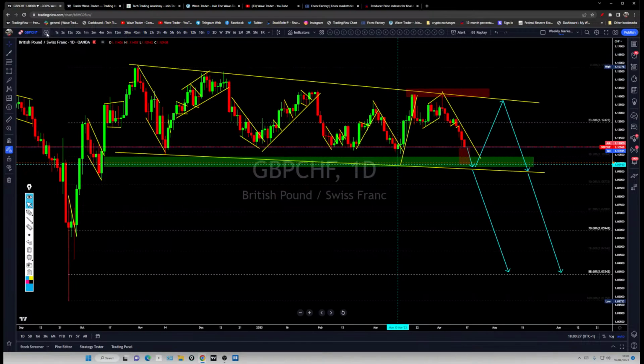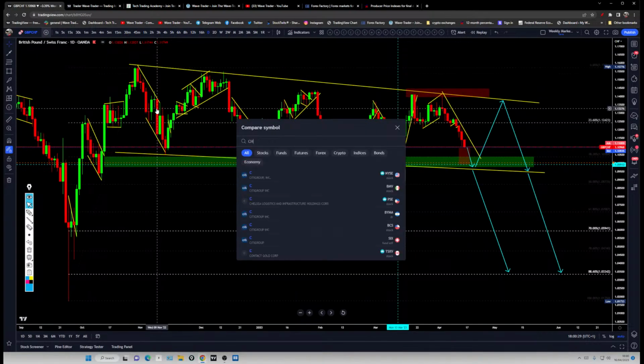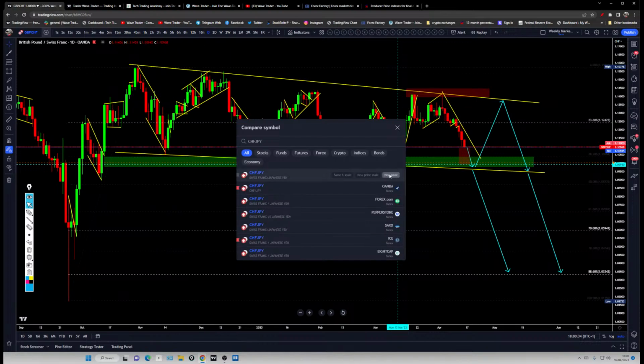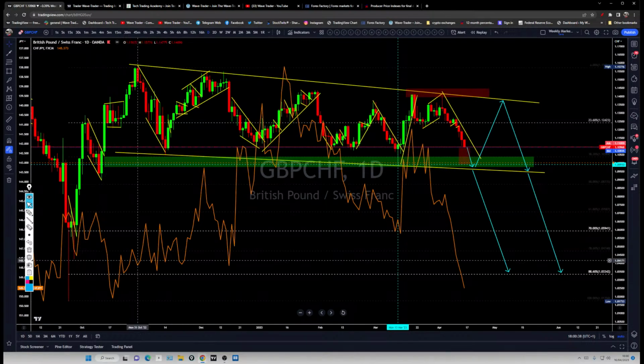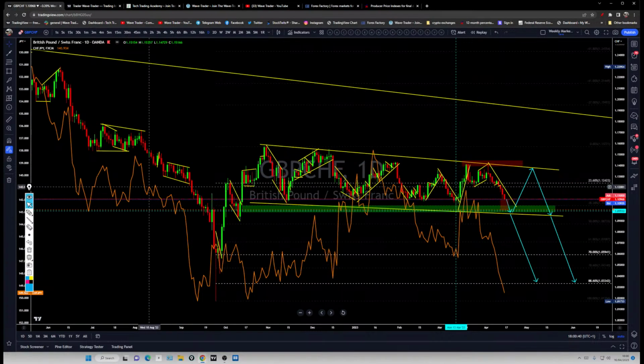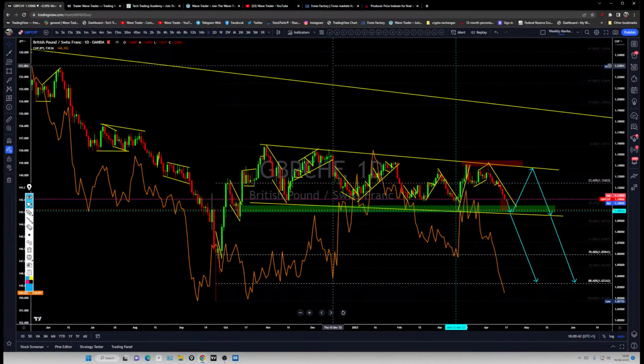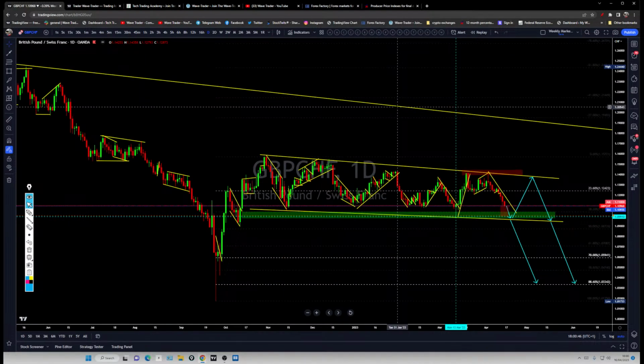Okay, if I'm going to pull out the CHF yen, and invert that chart, this chart is also heading towards the low. There we can see it. So the strength on the Franc is sending a very, very strong signal that something bad is coming ahead.